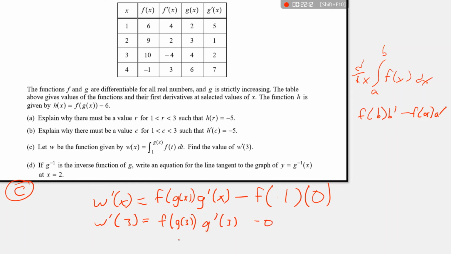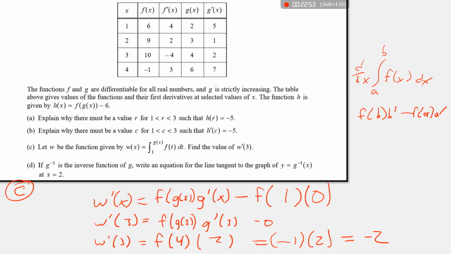Okay, so I'm going to go to the table now. What is g at 3 first? 4. Okay, so this is f of 4 times, what is g prime at 3? 2. What is f at 4? Negative 1. So that's negative 1 times 2, or negative 2. Okay, any questions on that one?